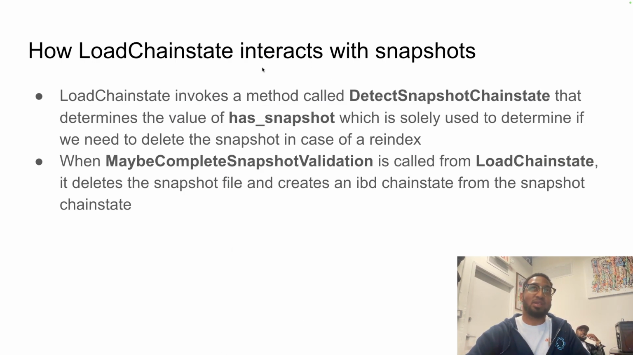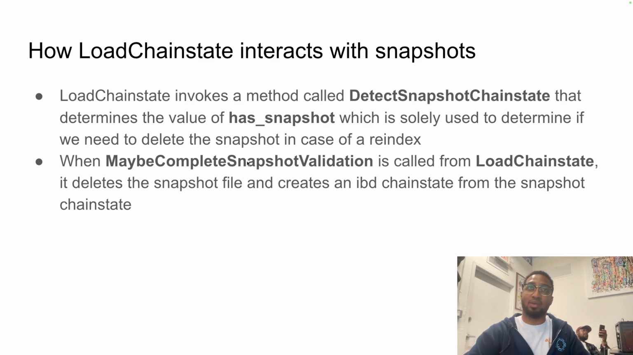How load chain state interacts with snapshots. So again, load chain state gets run on startup of your node. And this is a detail: if you're re-indexing, you delete your snapshot. You can't re-index with your snapshot. And then this part is called from load chain state, and it deletes the snapshot file and creates an IBD chain state from the snapshot chain state.